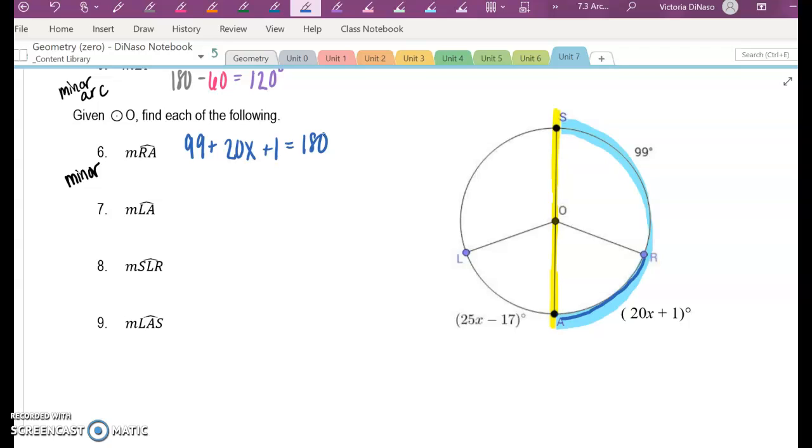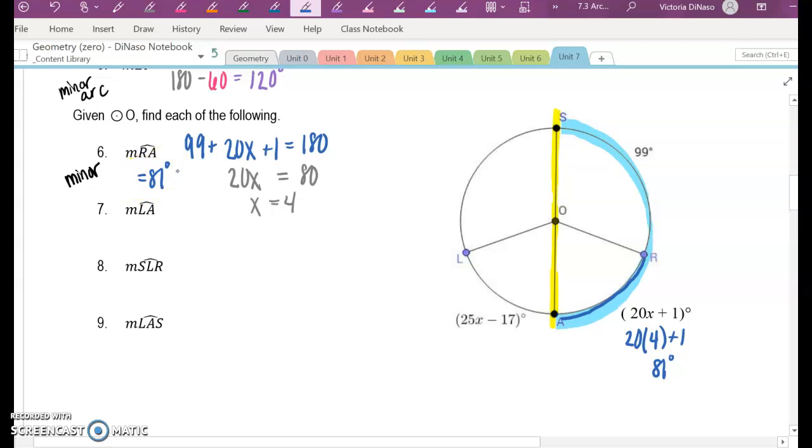So now we can go ahead and solve. All right, we should get the answer, which is 4. However, that's not our final answer. What we're going to do is we're going to have to plug that in. So we have 20 times 4 plus 1, which equals 81 degrees. So the measure of arc RA is 81.